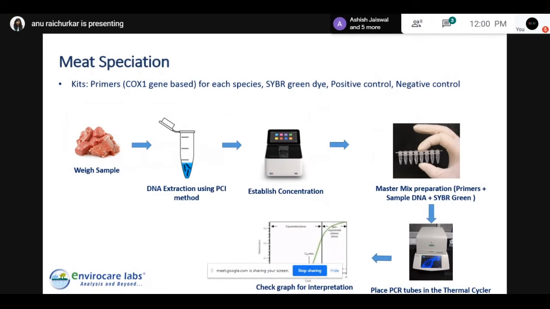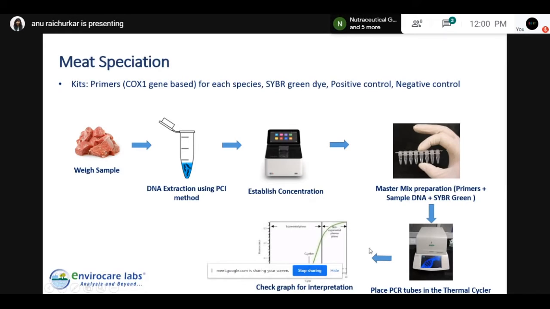I've just shown a flow of how the meat speciation is done. The samples are weighed, and DNA is extracted by the same PCI based method that I've already explained earlier. Then we establish the concentration, whether we have a sufficient concentration or not. Usually, the concentration of DNA that is taken is between 90 to 140 nanogram per microliter. Then the master mix preparation is done, and we subject it to the PCR reaction.